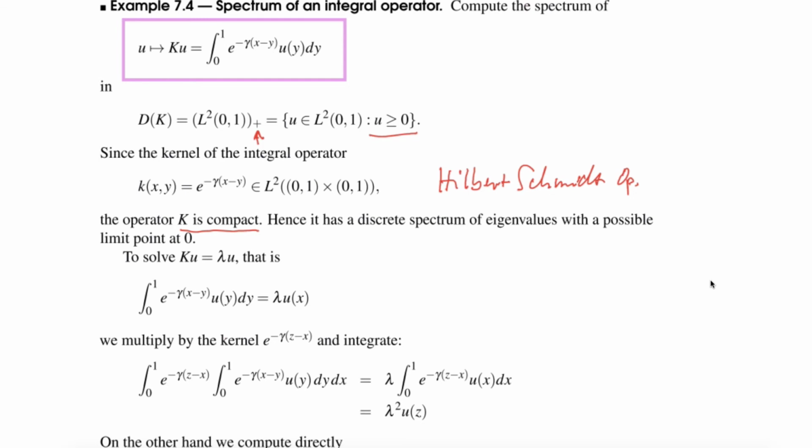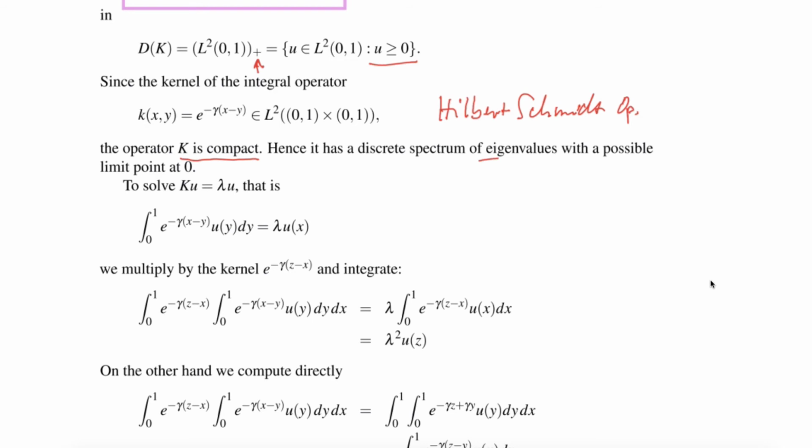So we can have a discrete set S with eigenvalues. So we can look for eigenvalues, which means we solve an eigenvalue equation. Ku is lambda u, so write it out, integral 0 to 1, e to the minus gamma x minus y u of y dy is lambda u of x.